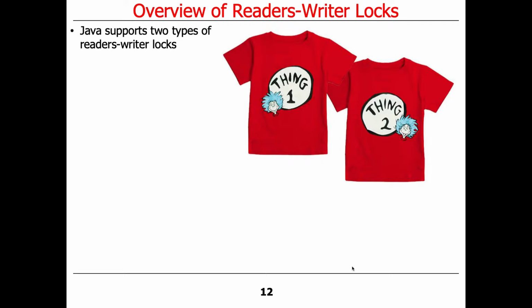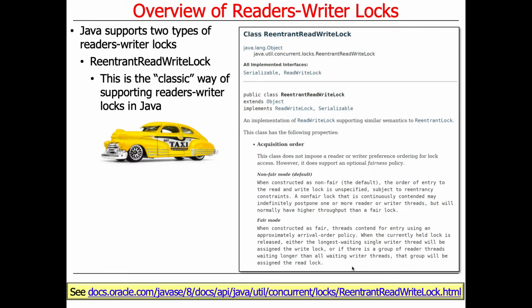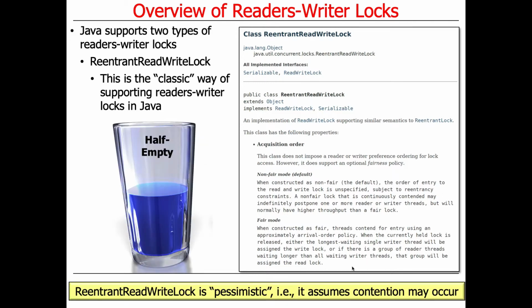There are two types of readers writer locks that are supported in Java. The Reentrant read-write lock is the classic way of supporting readers writer locks in Java. As we'll see later on, a Reentrant read-write lock is pessimistic. What that means is it assumes contention may occur and therefore has the locking mechanism set to ensure that things work when contention occurs.